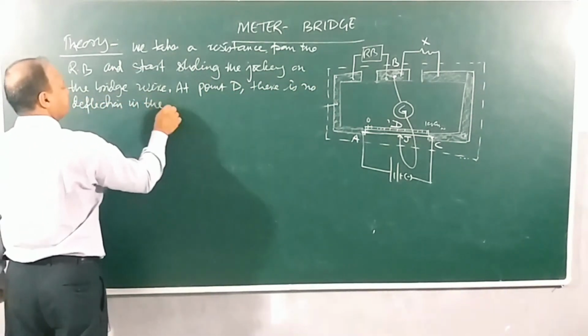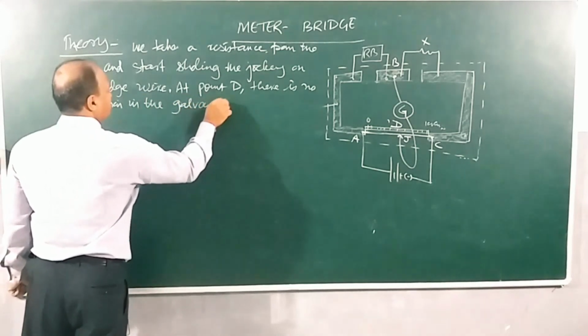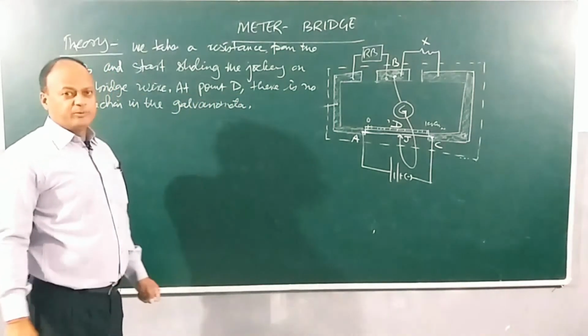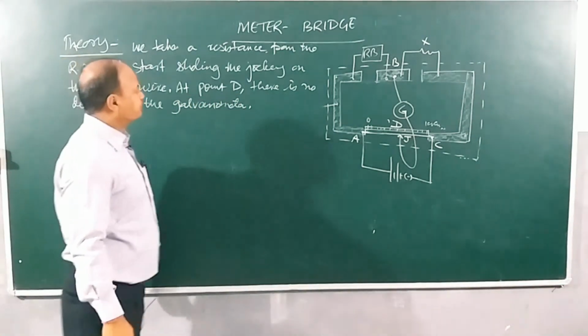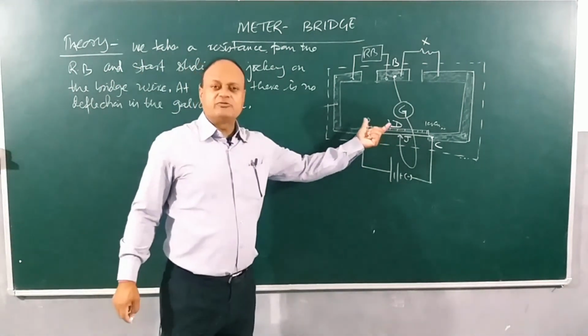In the galvanometer, there is no deflection. Then what will you do? In this case, Wheatstone's meter bridge is what? Balanced.